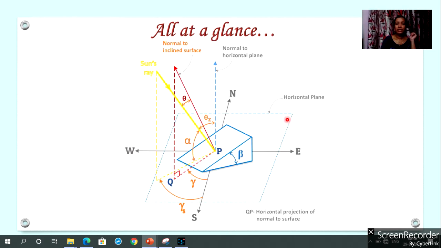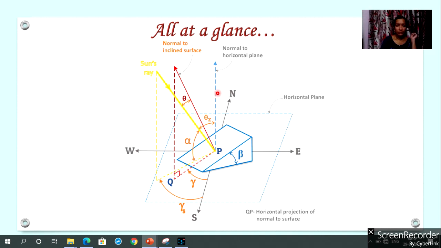So now let us see all the angles together in a single figure. See, our first angle was alpha, the altitude angle or angle of inclination, which is shown in between these yellow lines. It was the angle between sun's ray and the projection of sun's ray on the horizontal plane, alpha. The next angle was theta z, the zenith angle. It was the angle between the sun's ray and the normal to the horizontal plane.